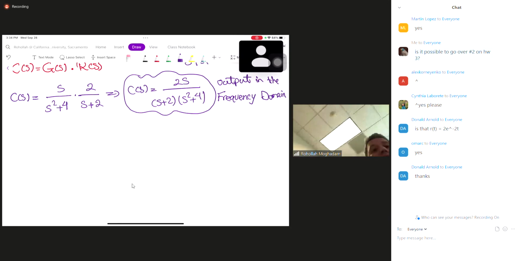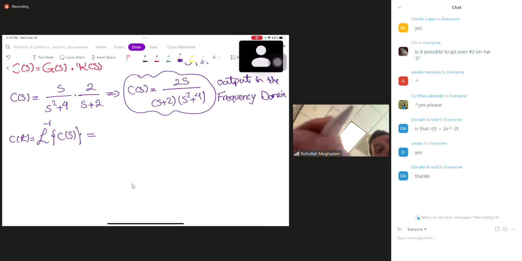So we need to find the output in the time domain. So that is what we need to take inverse Laplace of C of S. All right, one more point.